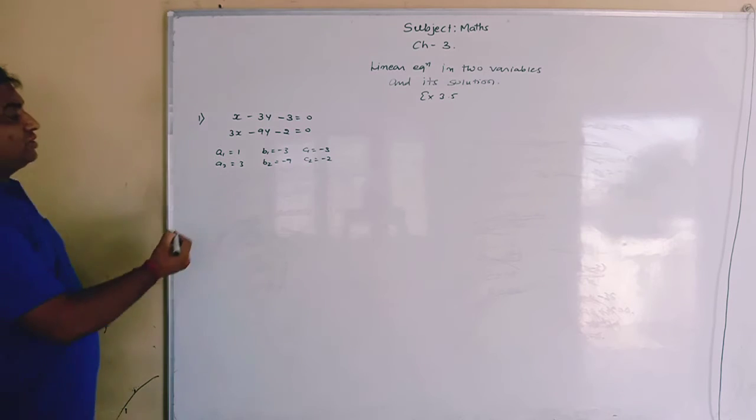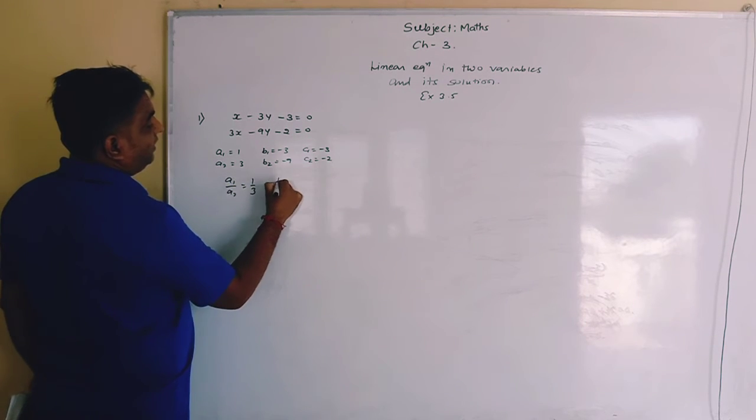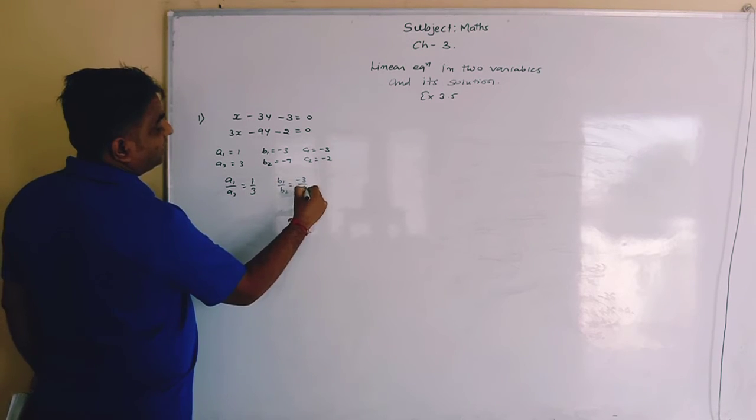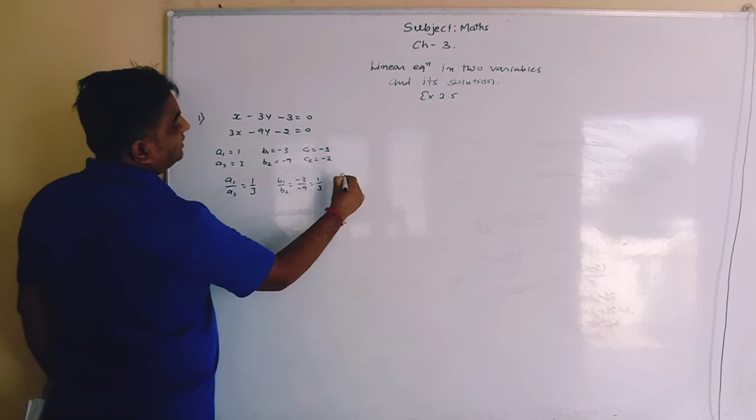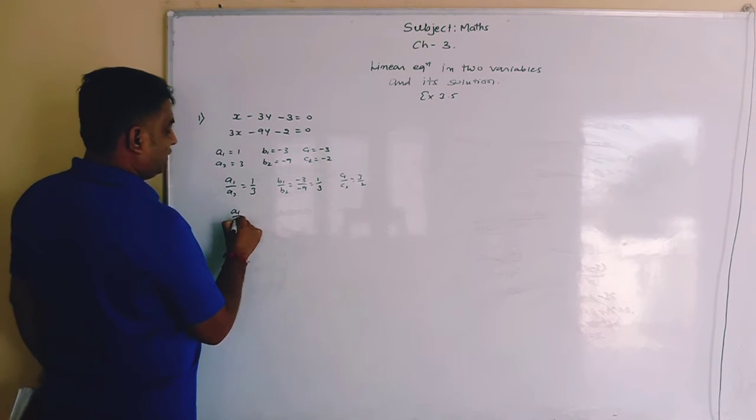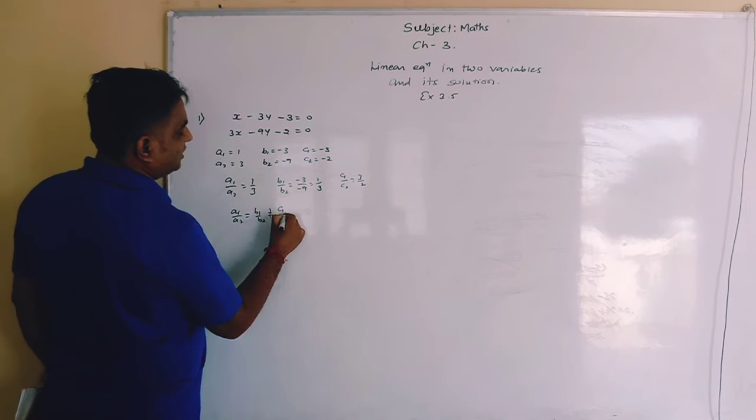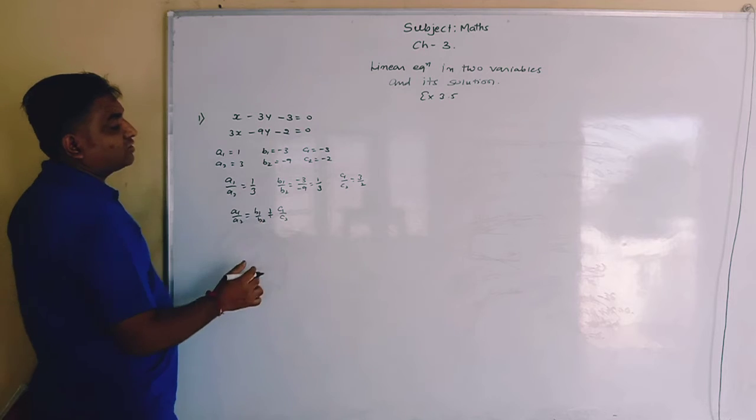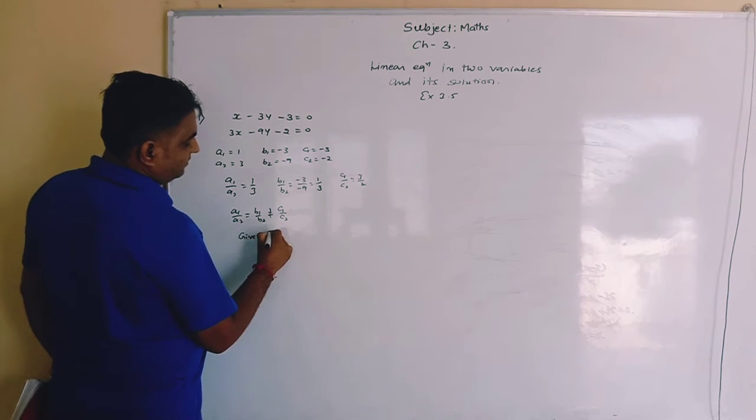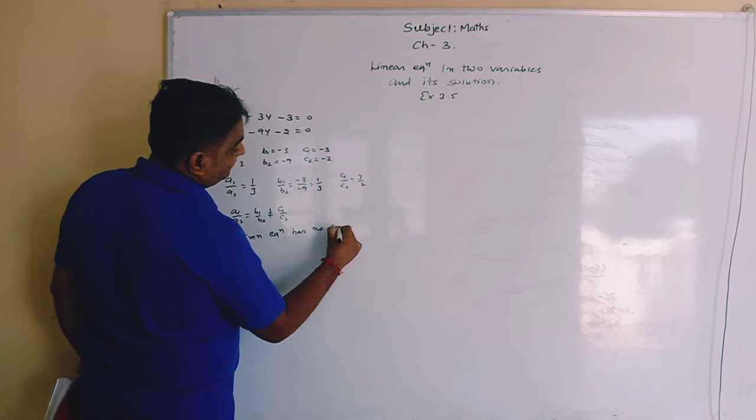So we take the ratios: a1 by a2 is 1 by 3, b1 by b2 is minus 3 by minus 9, so again 1 by 3, and c1 by c2 is 3 by 2. So a1 by a2 equals b1 by b2, which is not equal to c1 by c2, and this shows that the given equations have no solution.